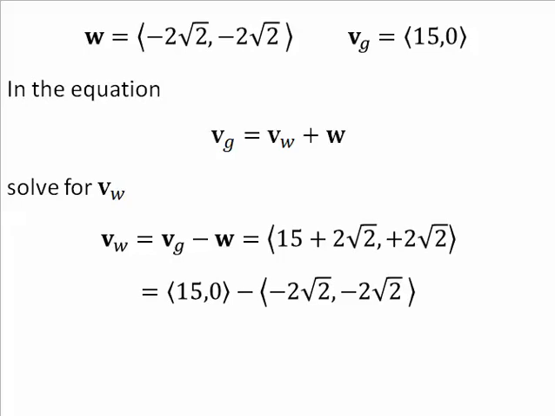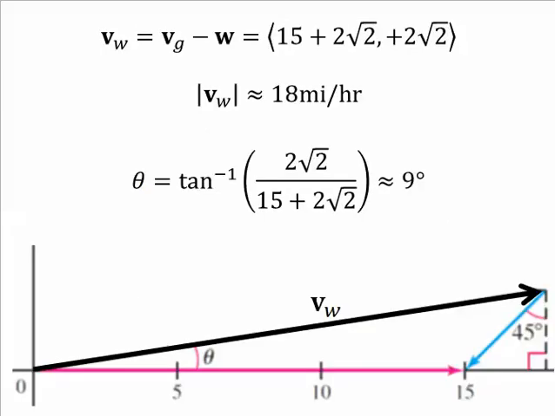Solving for v sub w means I subtract: v sub g minus w. So v sub w is equal to 15 plus 2 radical 2, comma 2 radical 2. Its magnitude, using the Pythagorean theorem, I get about 18 miles per hour. And the angle is the inverse tangent of the y component over the x component.